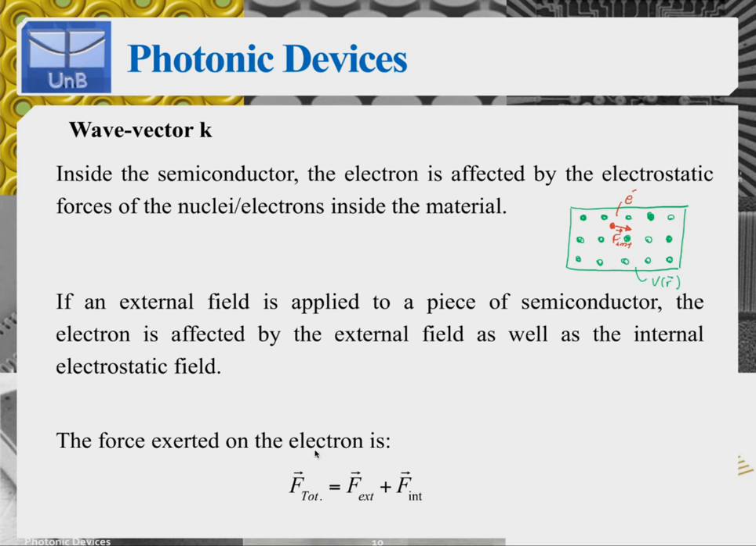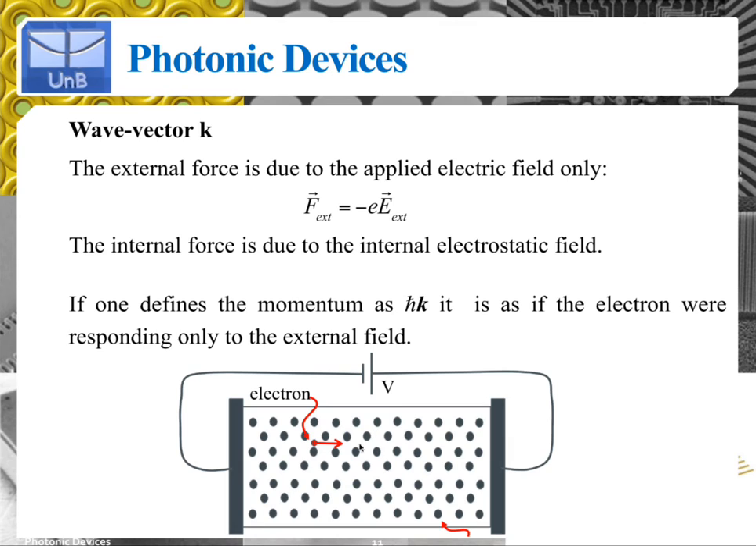So the total force exerted on the electron is going to be F total equals F external plus F internal. Again, F internal is the force due to the periodic potential, and F external you could obtain if, for example, you placed this material inside a parallel plate capacitor and applied a voltage source across it. So you would get an electric field in this direction, right? So this would be responsible for the external force. Since the electron is a negative charge, it would move opposite to the external electric field.